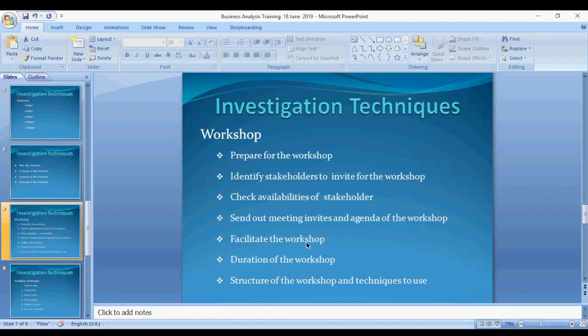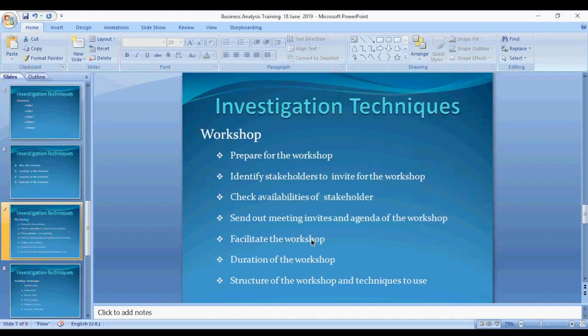And for the workshop, definitely it is the responsibility of the BA to facilitate. No other person is going to facilitate. It is the BA, because you own that process. You will be facilitating the workshop. You will be conducting the question and answer if necessary. It is the responsibility of the BA.